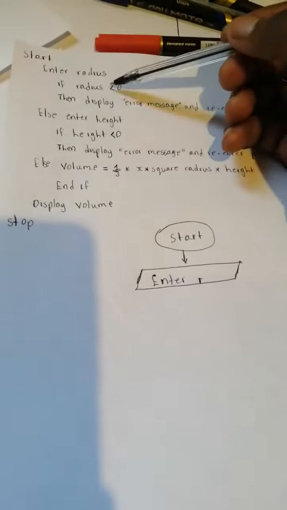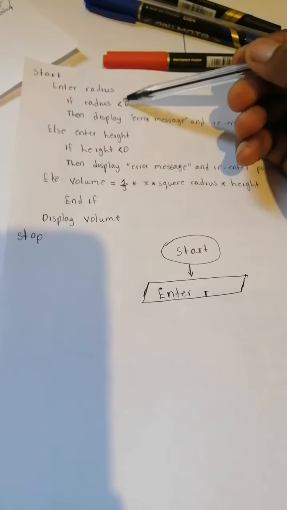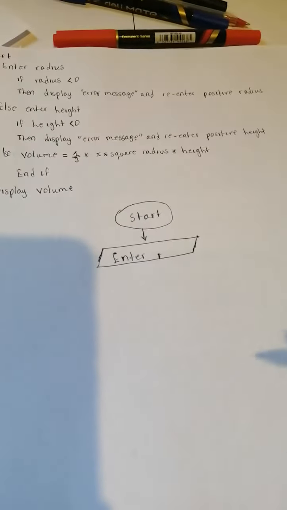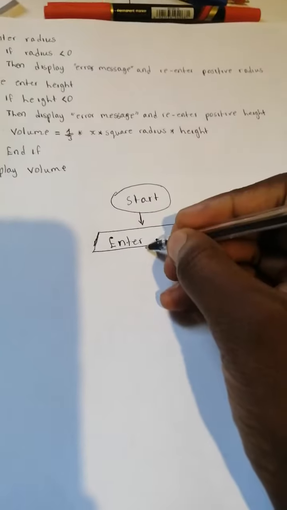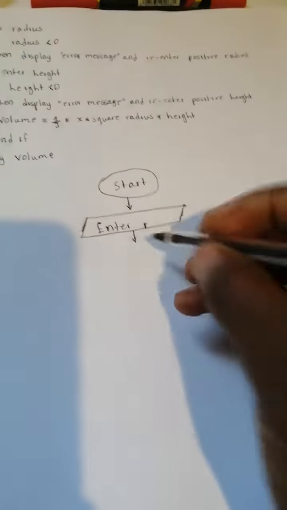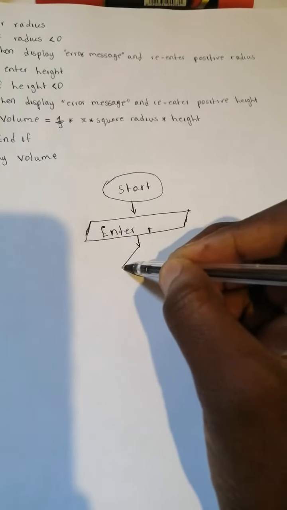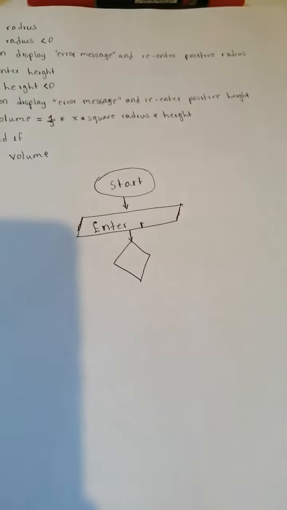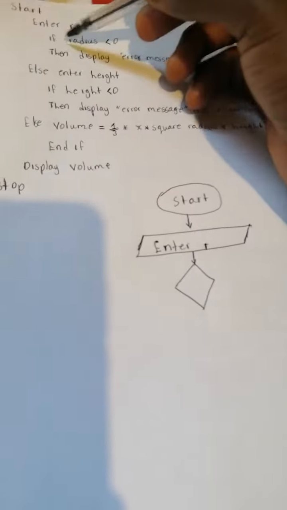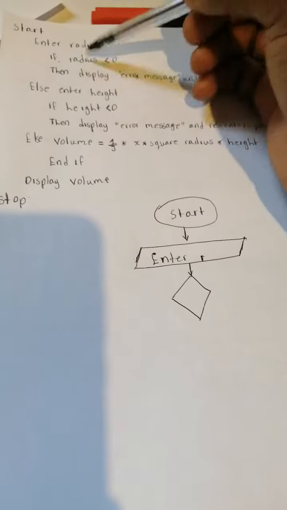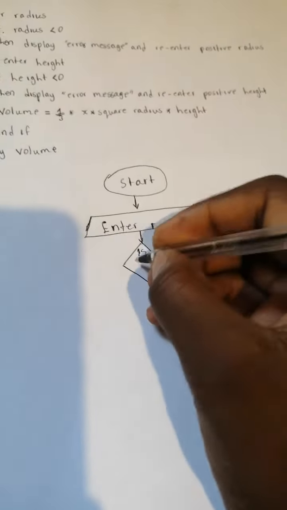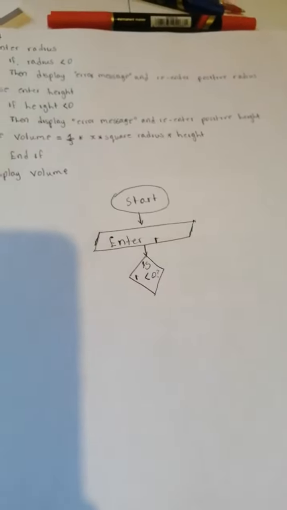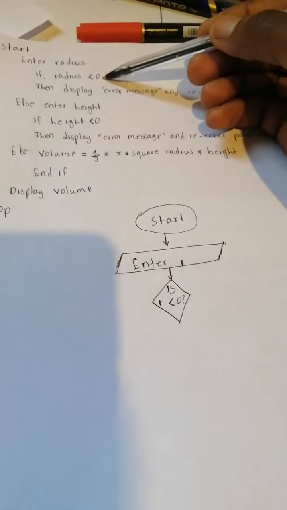After writing this, here we have if radius is less than 0. Notice that we have if radius is less than 0, so that means we have a decision. We're going to draw a rhombus, which looks like a diamond. Instead of writing if radius is less than 0, I'm going to write is R less than 0, and then a question mark like that.